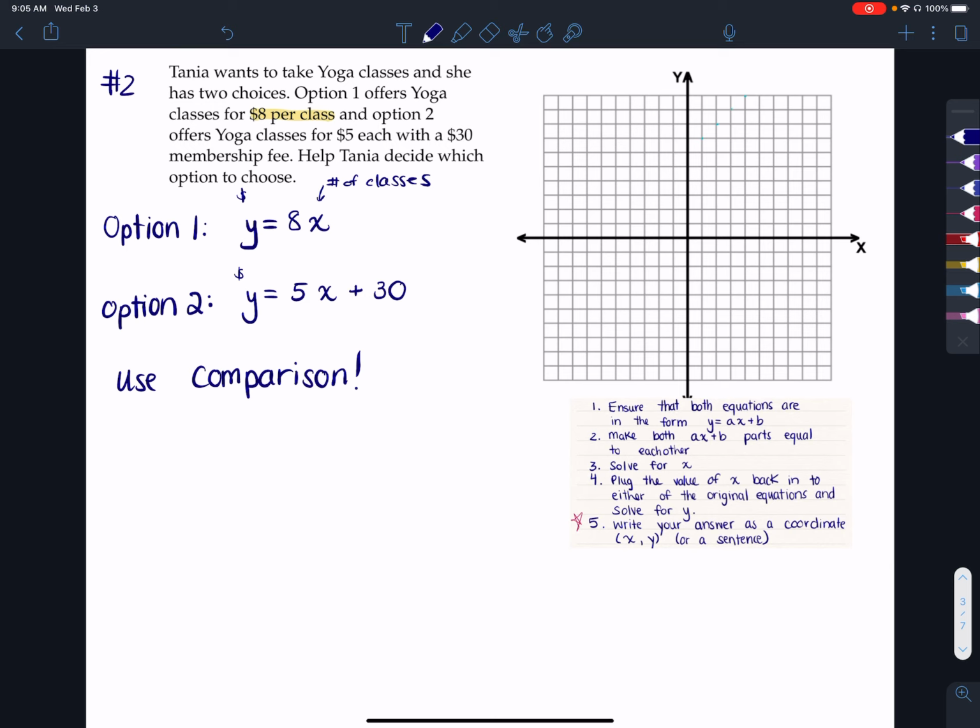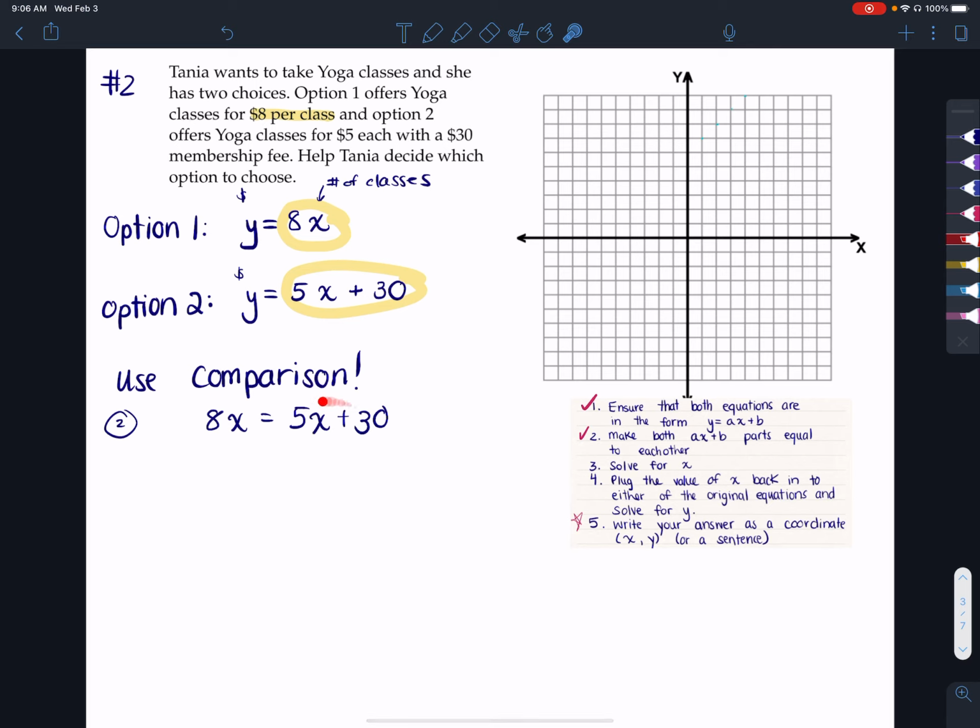So here's step 1. Ensure that both equations are in the form y equals ax plus b. These both look good. They're both in the form y equals ax plus b. So we're good for step 1. Step 2, make both ax plus b parts equal to each other. So this is the ax plus b part for option 1. This is the ax plus b part for option 2. So step 2, we're making 8x equal to 5x plus 30.